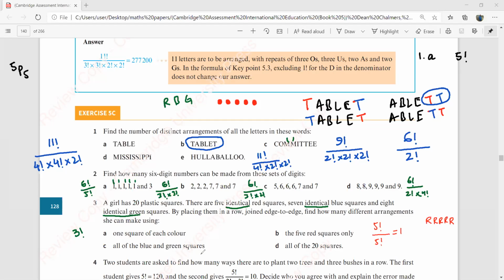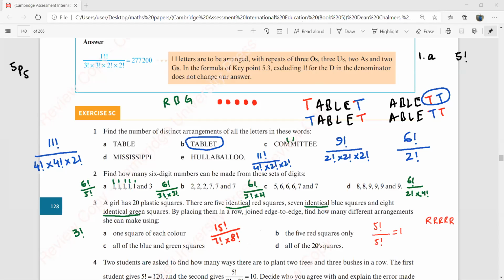15 factorial over 7 factorial into 8 factorial. How many blue do we have? 7. Exactly, beta. You are perfectly right, because now we have got 15 cards with us. So 15 factorial divided by, there are 7 blue, they're all the same, and there are 8 green, they are all the same. So this is going to be 15 factorial over 7 factorial into 8 factorial.